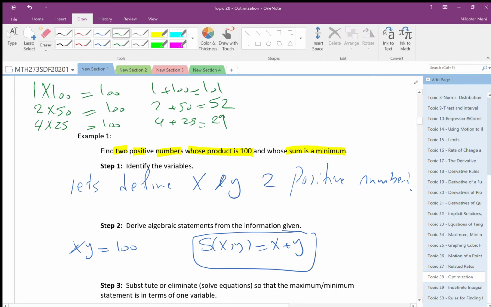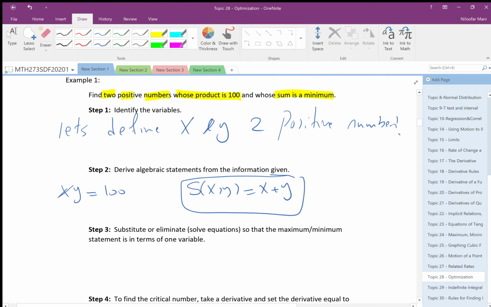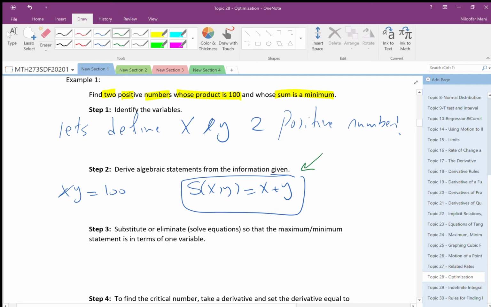I cannot continue this way because it's time consuming, maybe I make a mistake, and sometimes there isn't any way to find the answer by testing. So what should I do? I want to find two numbers whose product is 100 and whose sum is minimum. I want to make this function minimum. I know I have to find the derivative, but I can't because it's in x and y.